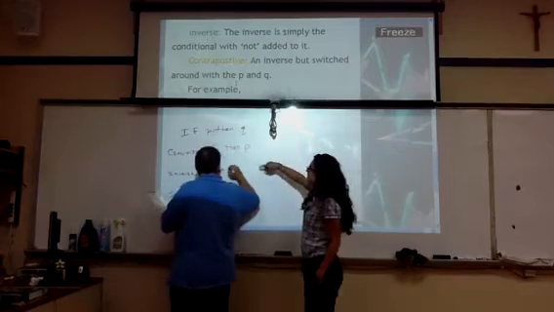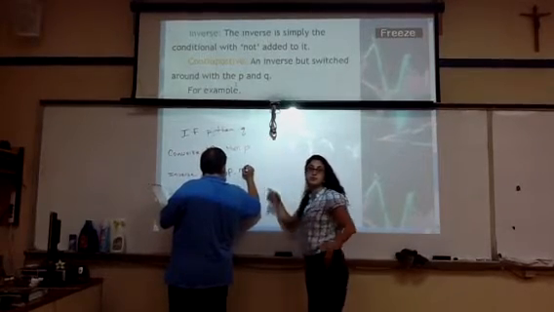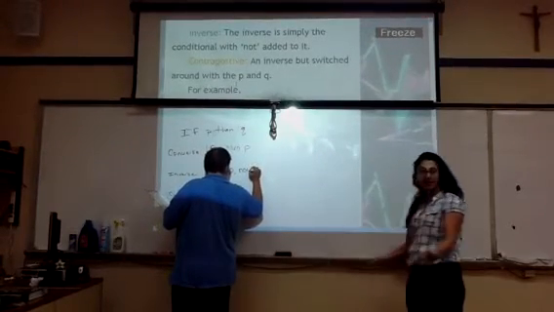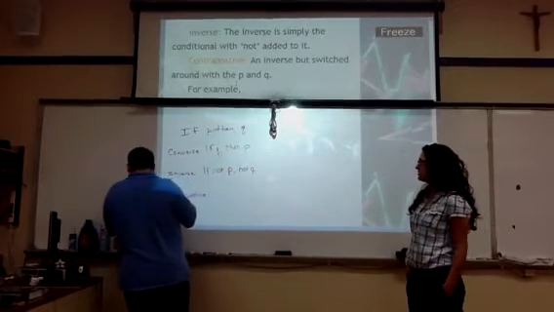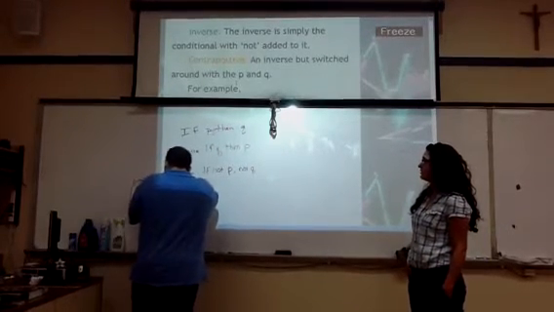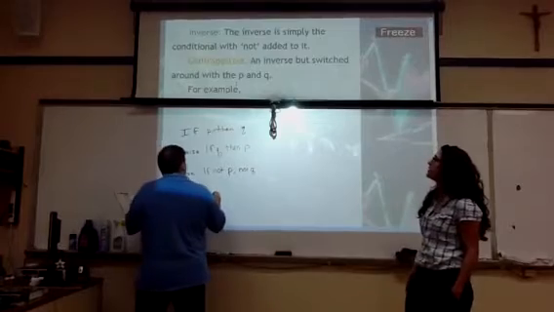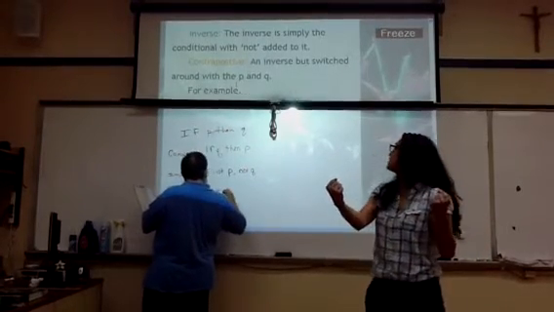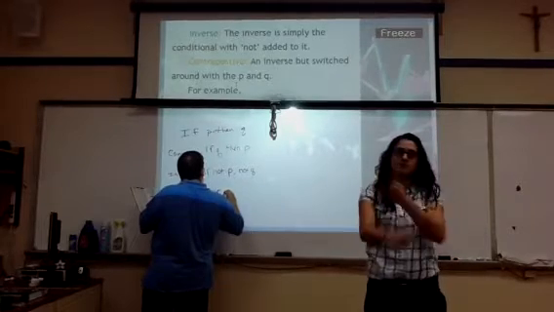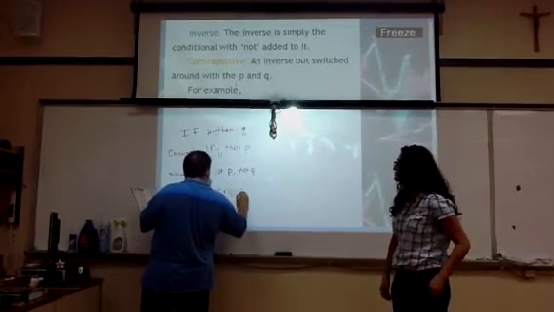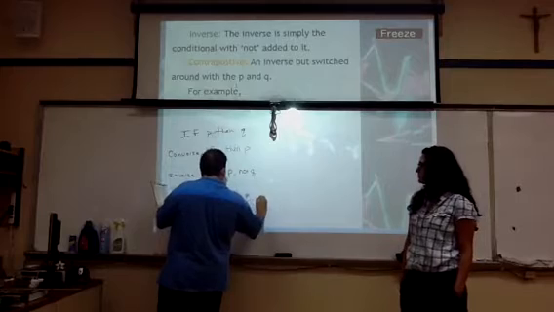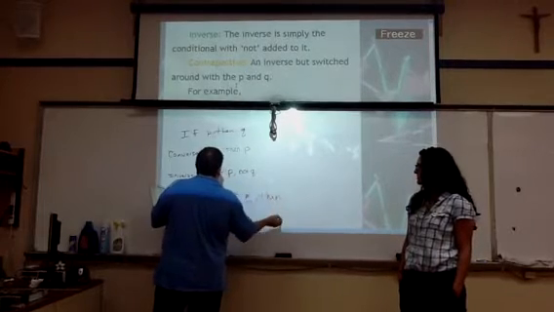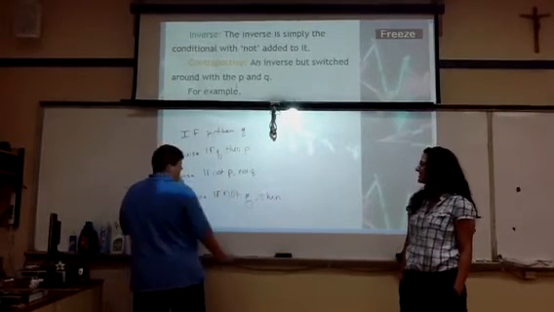In the inverse, you keep the original and you just put not in front of it, or you negate it. And the contrapositive is the inverse, so we're negating the original, and then we're switching them. So if not Q, then not P. Very good. And an easier way to remember this is just switch this.